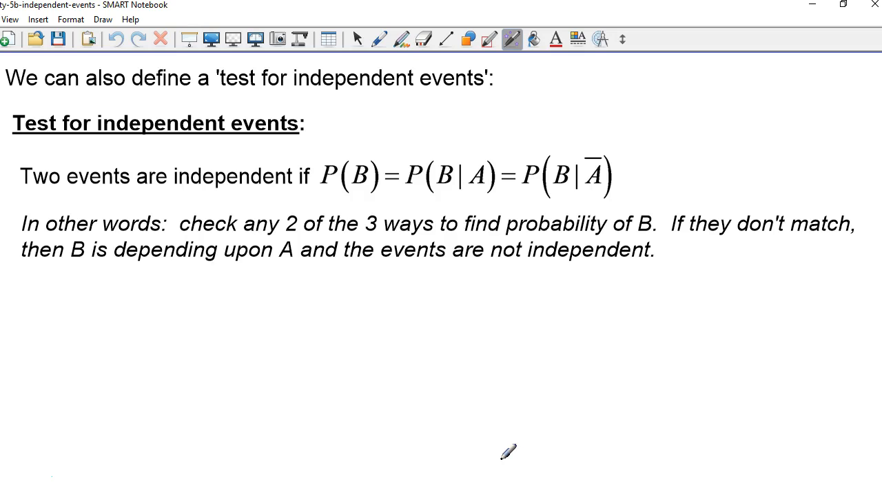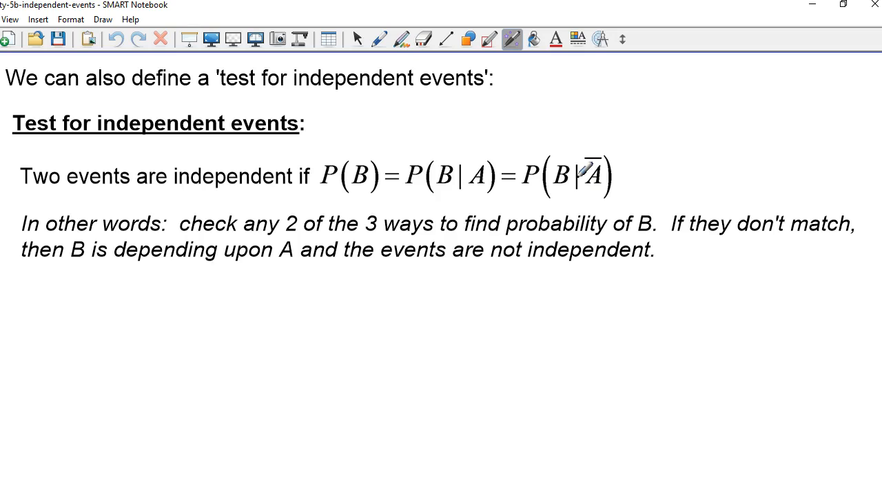Okay, and just like we talked about, the fact that the probability of overlap would be 0 indicates that we have a disjoint event. We can also define a test for independent events, right? Two events are considered independent if all three of these things are equal. So you can check any two of these, and if they're not equal, then that means the events are not independent. That's by far, I think, the best and most conceptual way to test if events are independent.